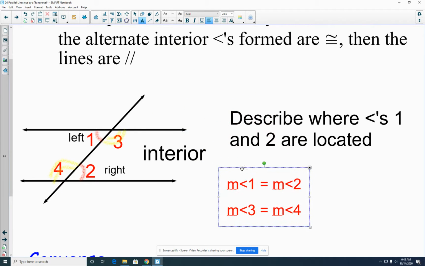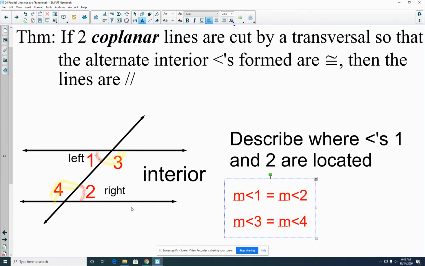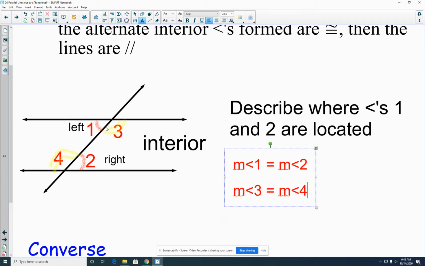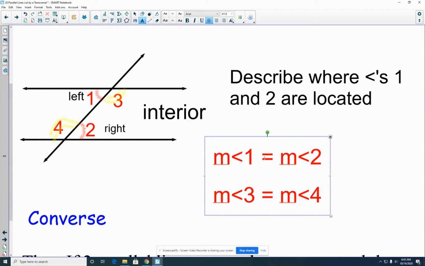Now, another word that you see here is coplanar, and it just means that these two lines are on the same plane. Meaning if we were in 3D right now, I can't have one line going front to back and one going side to side. They would both have to be going in the same direction. Okay, so again, this is the big thing we can take away from this. Angles 1 and 2 are equal as well as 3 and 4 because they're alternate interior angles.